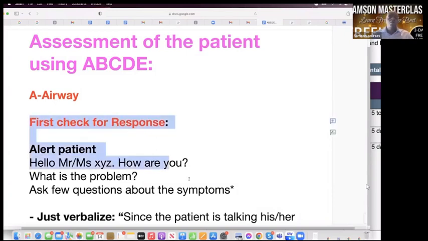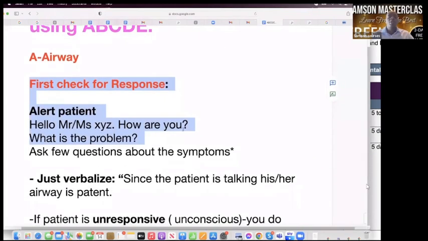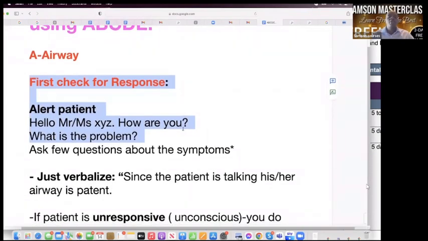So how are you doing, Mr. Brown? Doctor, I'm in pain, I can't breathe, I'm in pain, doctor. Please help me.